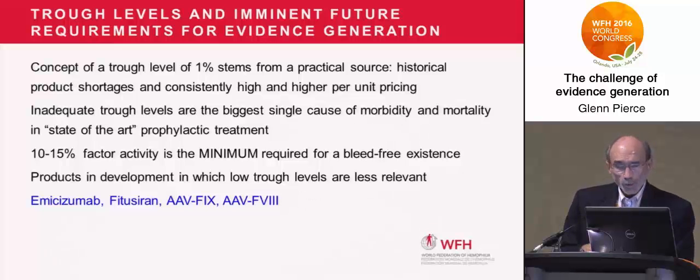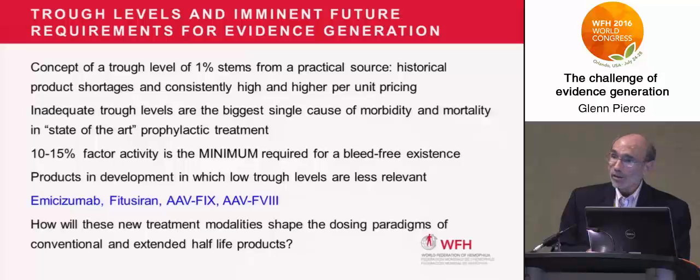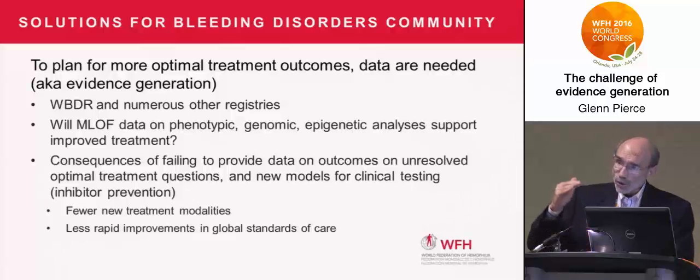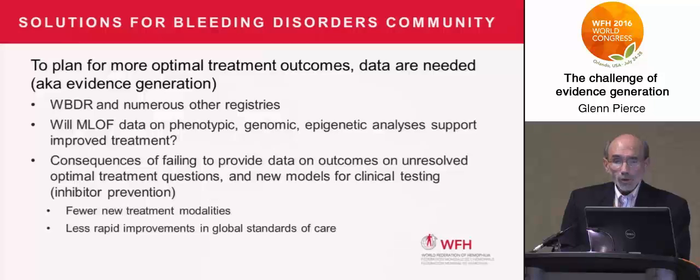And so as we go forward, I think that it will be important to generate evidence-based data that higher trough levels are, in fact, much more important in fully preventing any bleeding episodes. So those should be changing treatment paradigms as we go forward. So to plan for more optimal treatment outcomes, we do need more data, which is also known as evidence generation. We'll have the World Bleeding Disorders Registry. I think the U.S. 5,000 patient repository will yield a variety of important and really unknown answers to questions that will be addressed.